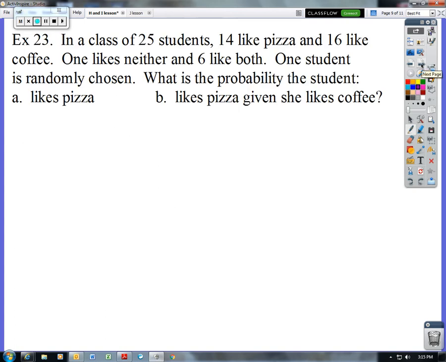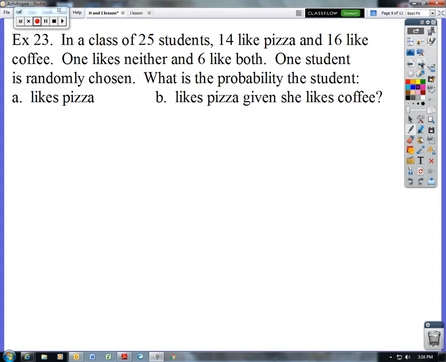Example 23. In a class of 25 students, 14 like pizza, 16 like coffee, 1 likes neither, 6 like both. You read that information and that should scream to you Venn diagram. Notice it doesn't even say to draw a Venn diagram, but this is a very typical Venn diagram problem. One student is randomly chosen. What's the probability that the student does these two different things?